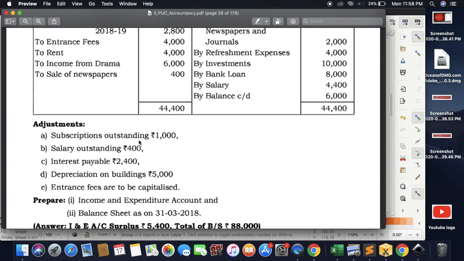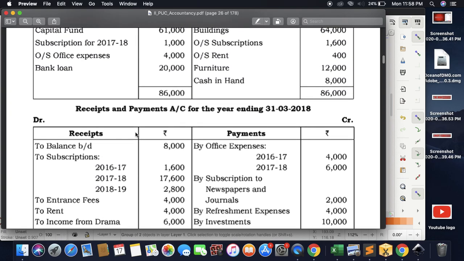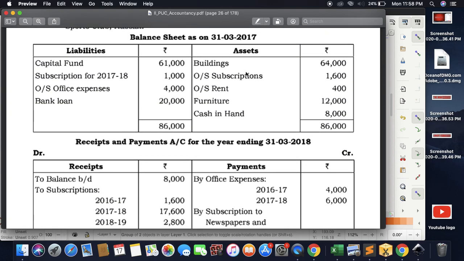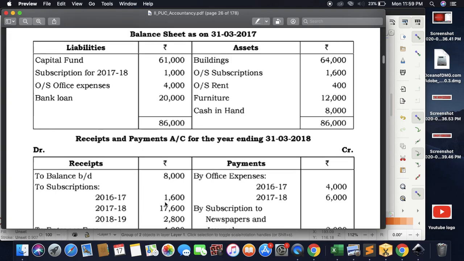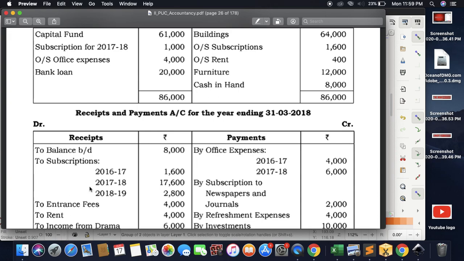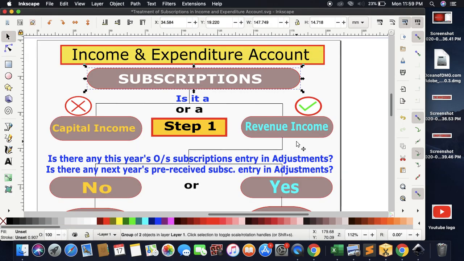Subscriptions outstanding. There is an entry in the adjustments also, and let's go up and see. Last year there was 1600. As you can see, this 1600 we received, and it has been listed separately. Many a times it's not listed separately, and then we have to minus it. Anyway, let's go and see the treatments.